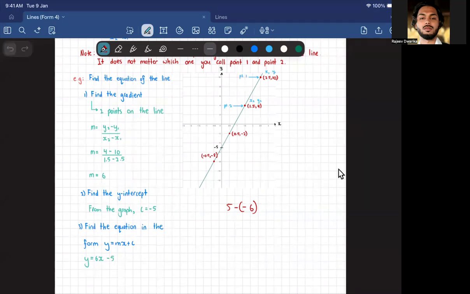Perseus, what do you think? If I have something like 5 minus 6, do you think I should write 5 minus 6, or do you think I should write 5 minus open bracket minus 6 close bracket?